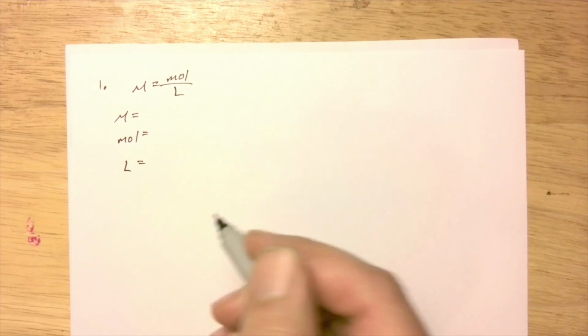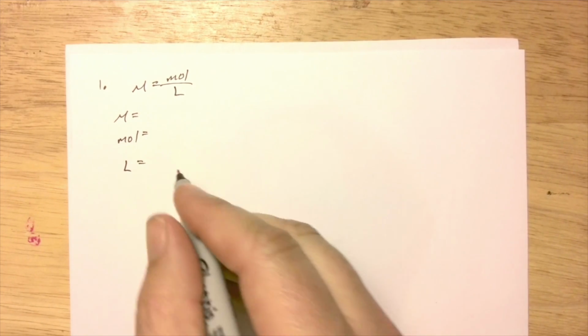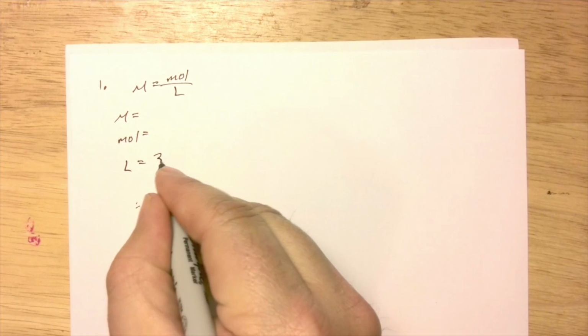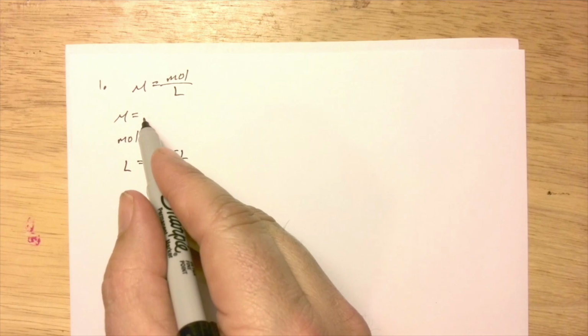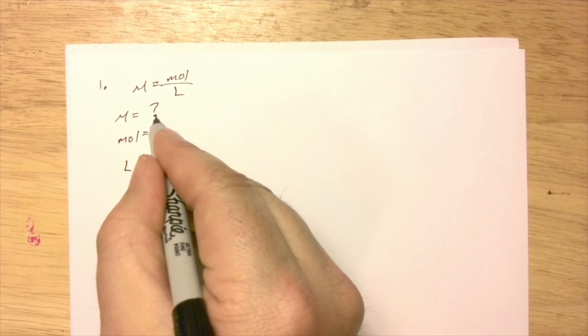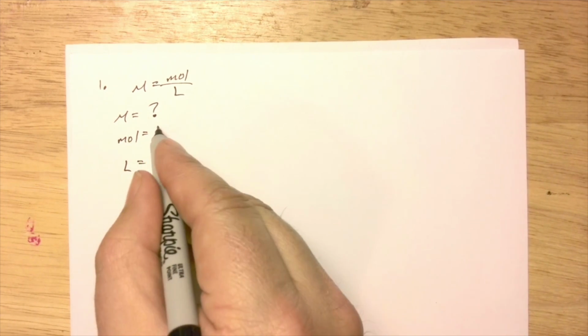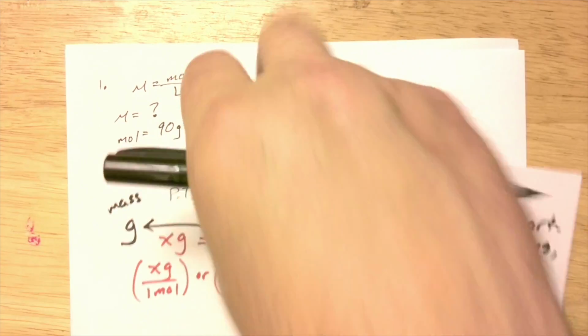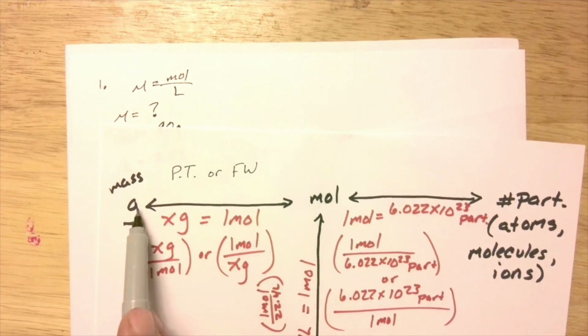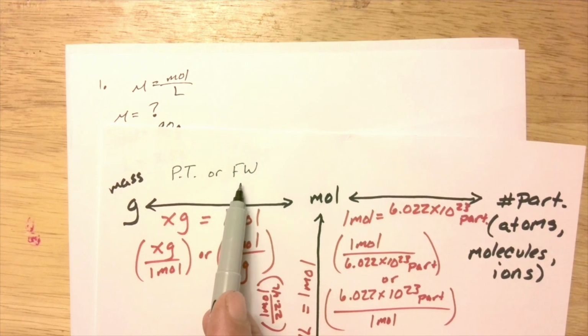Okay, so we have 3.5 liters, and we have 90 grams. And we're trying to find out what is the molarity, what is the concentration of it. So we don't know that, but we have 90 grams. If you look at this, we have the unit grams, but we need to find the unit of moles. And again, it goes back to this. We have grams, we need to go to moles. We need to use the formula weight because we're dealing with a compound of sodium chloride.